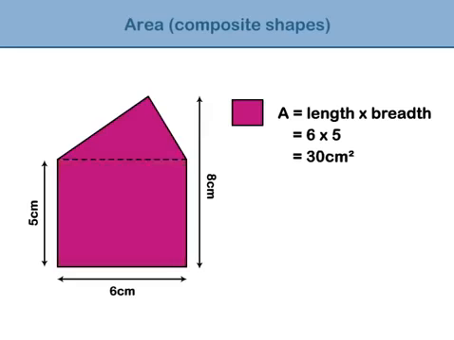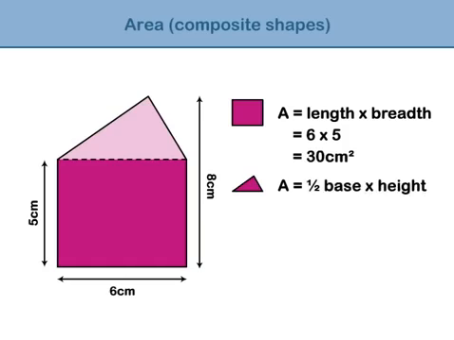Next, find the area of the triangle. The formula for calculating the area of a triangle is area equals half times base times height. Since we don't know the height of the triangle, we will have to work it out. The height is 8 minus 5, which equals 3 centimeters.